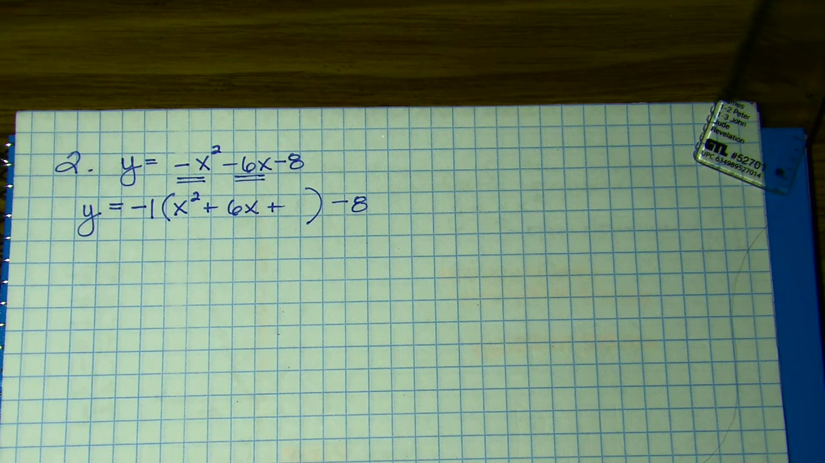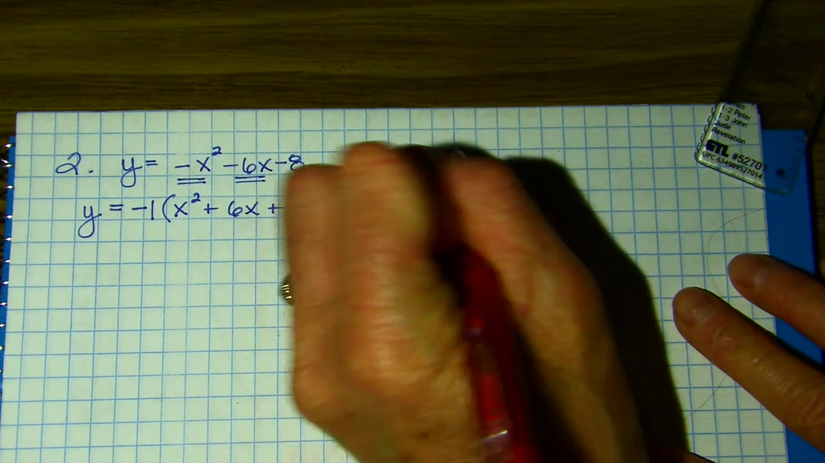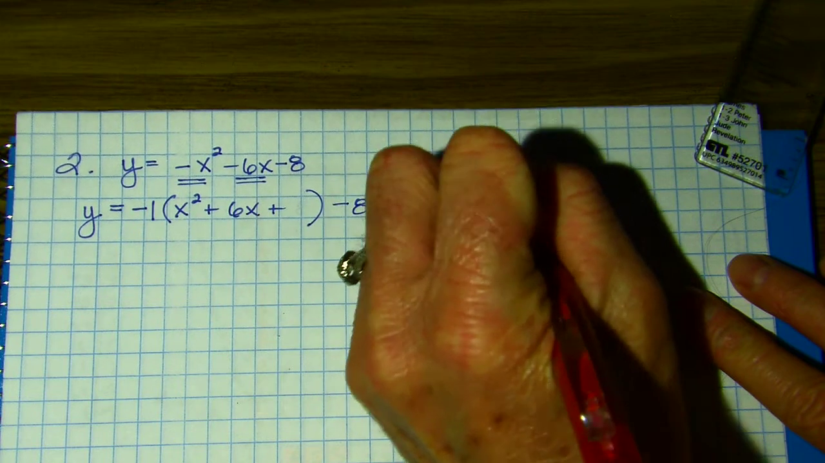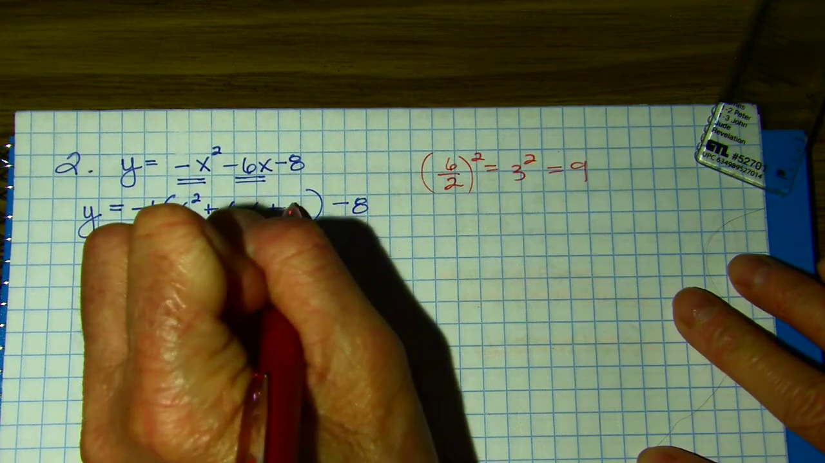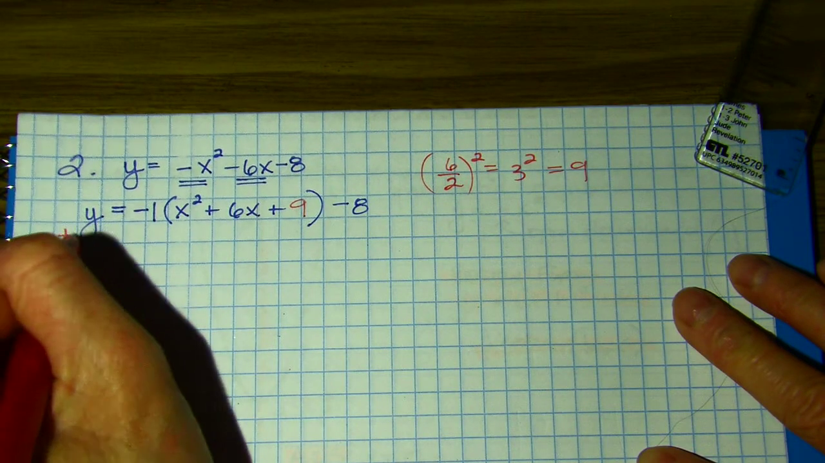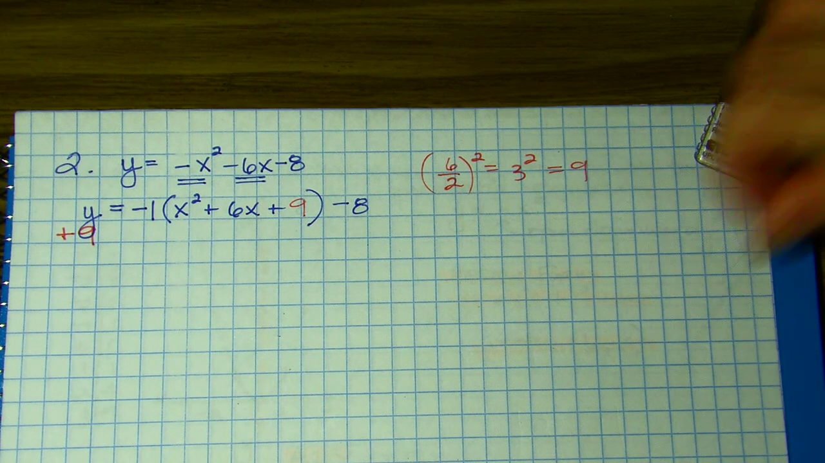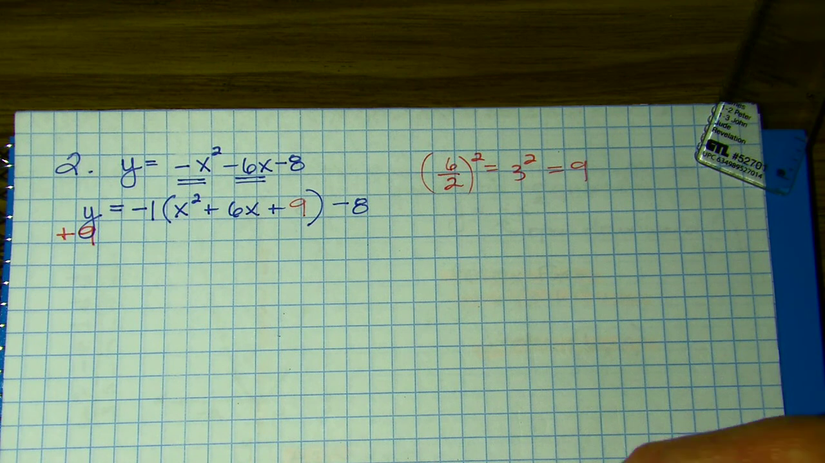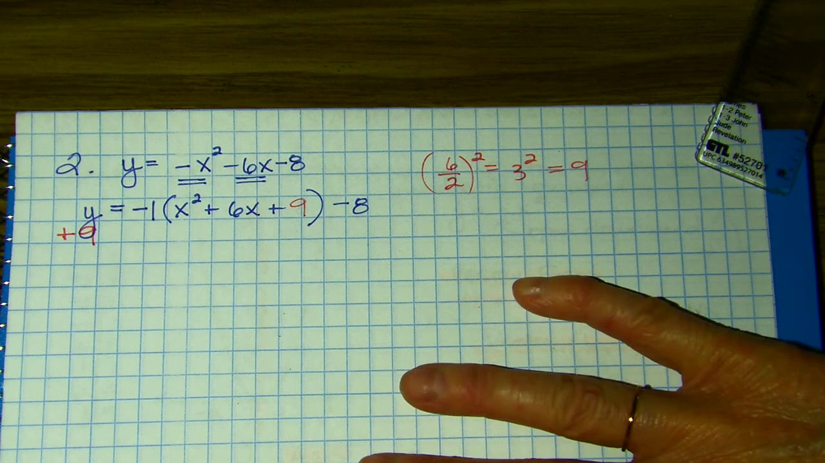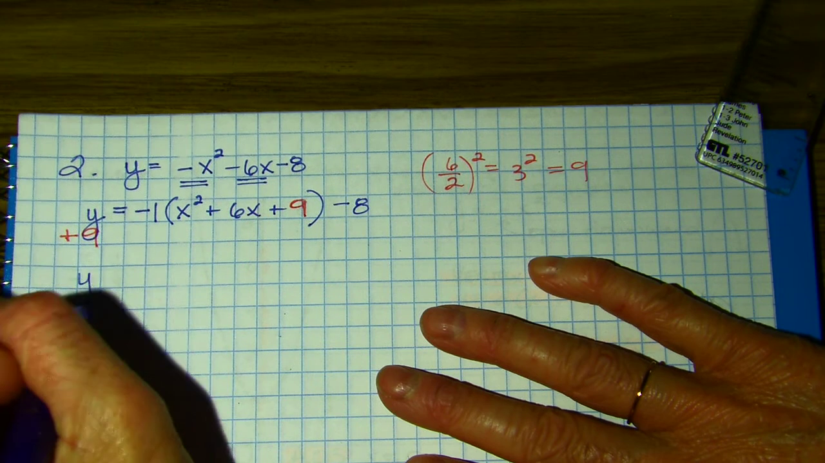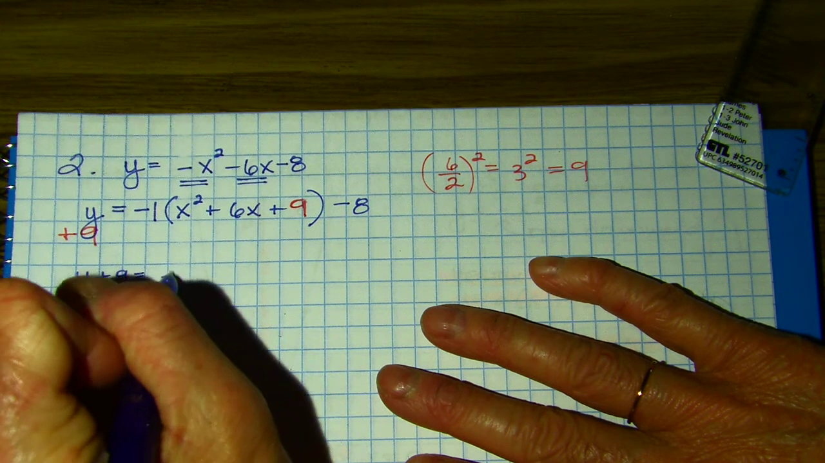All right, then I have to figure out my middle term. b is 6, so 6 divided by 2 squared. That would be 3 squared, which equals 9. So I'm adding 9 here, and I'm adding 9 here. I have to add it to both to keep the equal sign true. Now when I go to write this, I'll keep it like that so you can see. So I have y plus 9 equals negative 1.